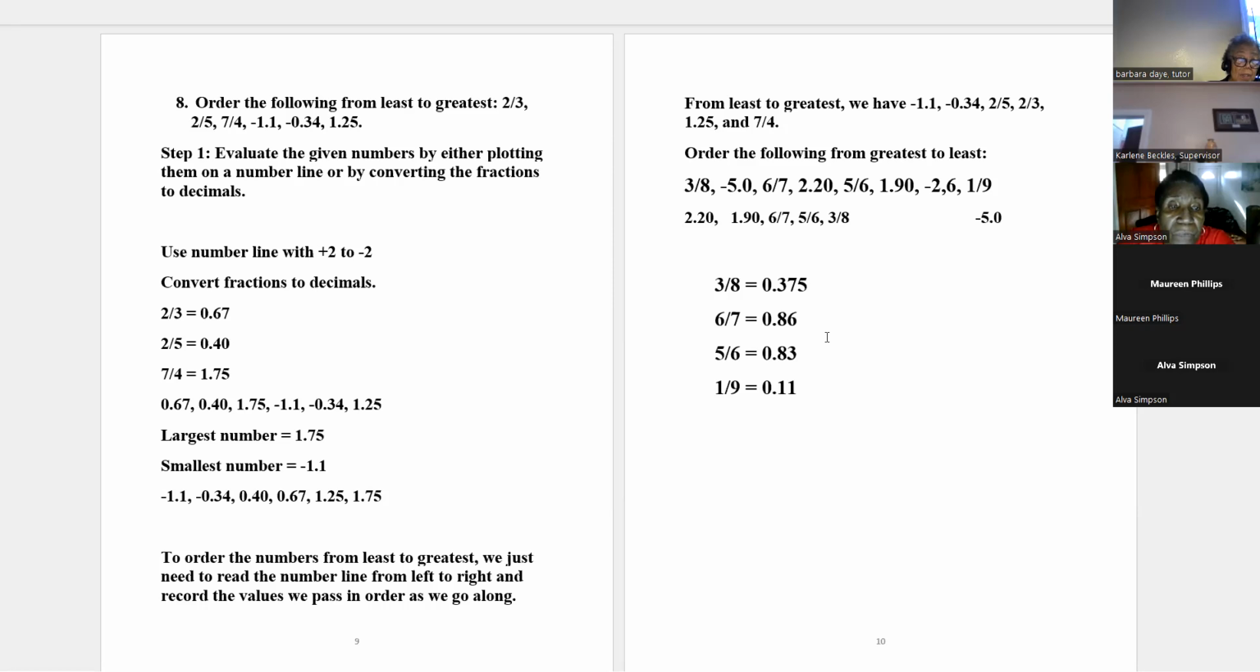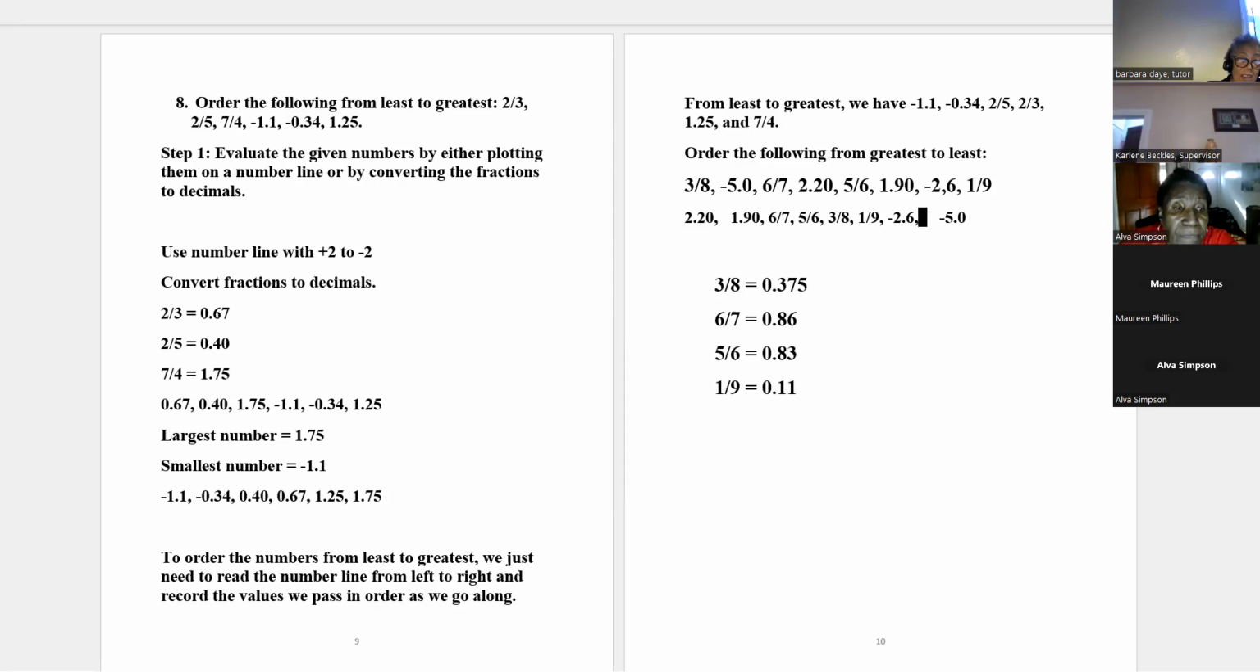No, then you have the negatives. Let's see. 0.86, 0.83, 0.375. What about the 5? No, then you'll have the 1/9. Yeah, that's what I was saying. 1/9. Yeah. And what's next, Alva? Minus 2/6. Oh yeah, that's right. Minus 2/6, very good. Yes. And then the smallest one is the minus 5.